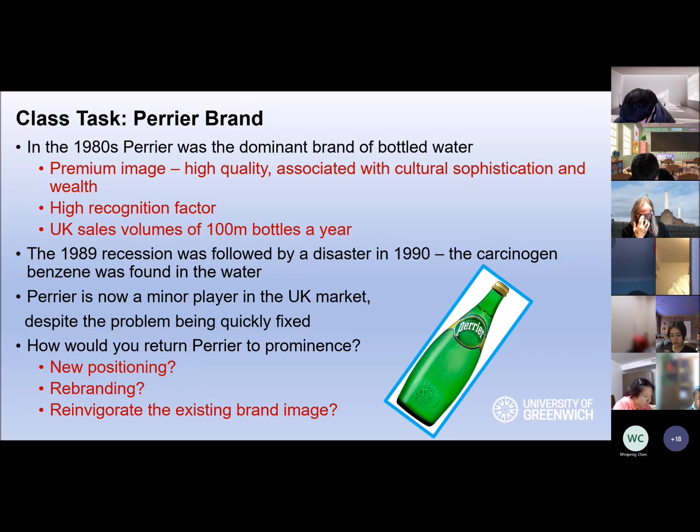So you might want to think about, I won't do it here because it'll take too long, but you might want to think about if you were to return Perrier to the market, to market prominence, would you position it in a new place? So maybe go up market or down market? Would you rebrand it, just change the name? Or would you try and do something with its existing brand image? You try and get back into the old market segment with the old brand image, but just try and convince people, spend huge amounts of money to get it back into position. Good luck with that, because Perrier have tried it many times themselves and it hasn't worked.